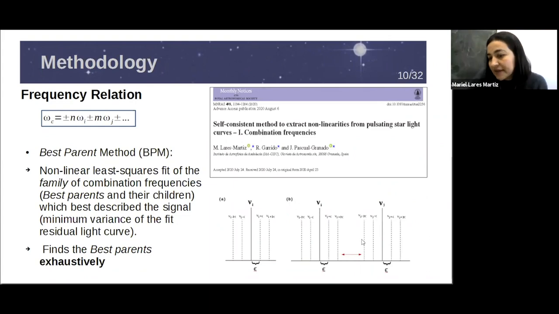This is the schematic of when we deal with 2 modes, obviously minding that these do not overlap. And so that's why I say that this method finds the best solution, because it finds the best parents exhaustively. No family of possible combination frequencies is left outside of the test.